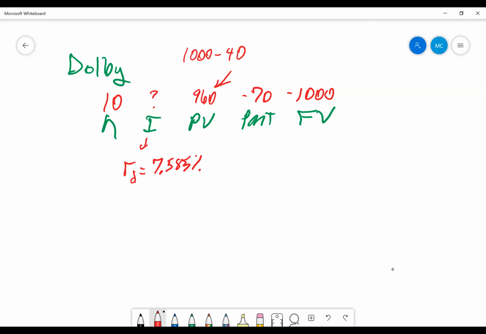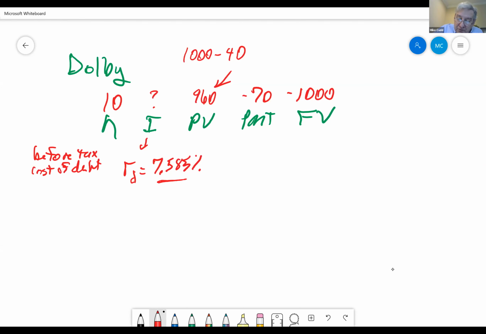Did anybody get that figure? All right. I did. Now that's the before tax cost of debt. Or another way to look at it, it's the interest rate on the debt. If you went to a bank and borrowed $960 and they made you pay back $70 a year for 10 years plus $1,000 at the end of the 10th year, what interest rate would the bank be charging you? 7.585.